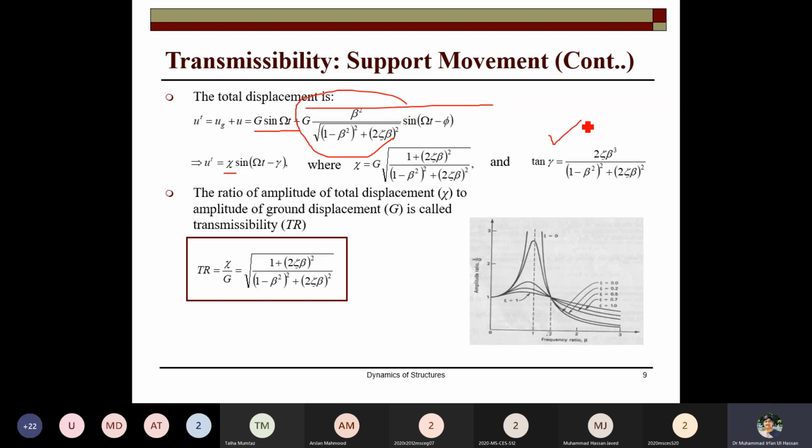Now, what is the ratio of the amplitude of the total displacement to the ground displacement? That is the transmissibility. You want to see the ratio of the displacement of the structure to the displacement of the ground. So xi over g, the amplitude of the structure's vibration over that of the ground, is called the transmissibility.